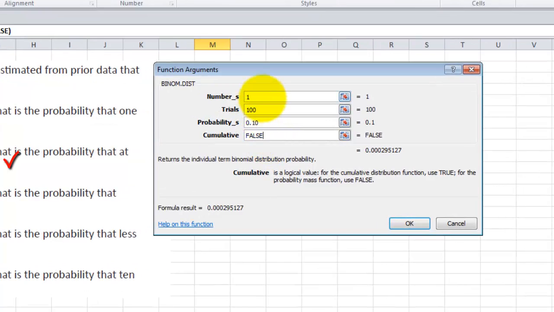And here, at most 10, so number of successes will be 10. The number of trials is still 100. The probability of success is 0.1, but the flag must be set to true. Why? Because we want to calculate probability that at most 10, which means up to 10 are defective. So the answer is 0.583.